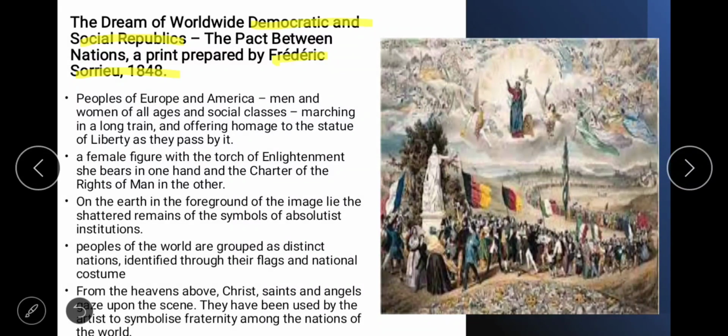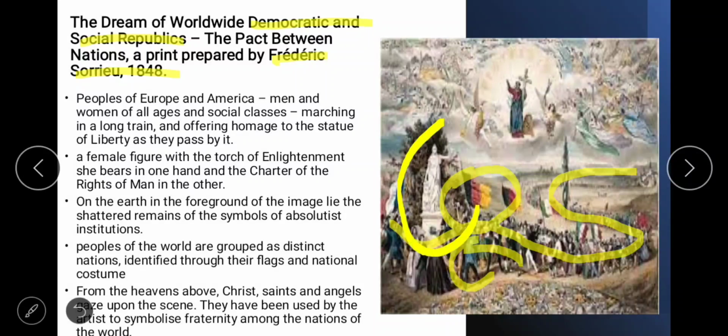In the picture, we see people of various ages and social classes marching in a long train. These are the peoples of the world, grouped as distinct nations and identified by their flags and national costumes. We also see that people are offering homage to a female figure as they pass by it.